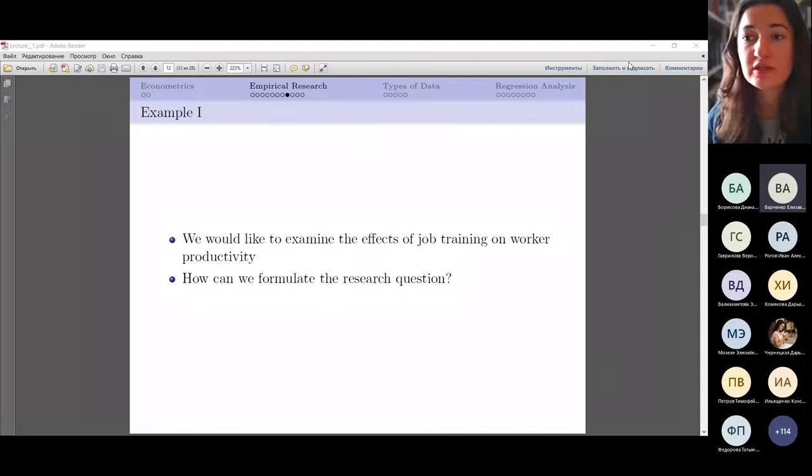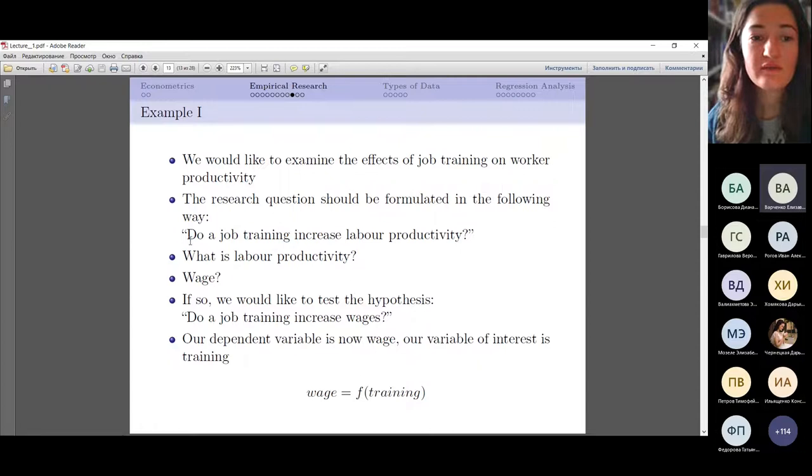So we can formulate our research question in the following way. Does job training increase labor productivity? And we want to examine the effects of job training on worker productivity. But next step, we need to think, okay, job training is obvious, how can we measure this? But how can we measure labor productivity? Which indicator should we use?